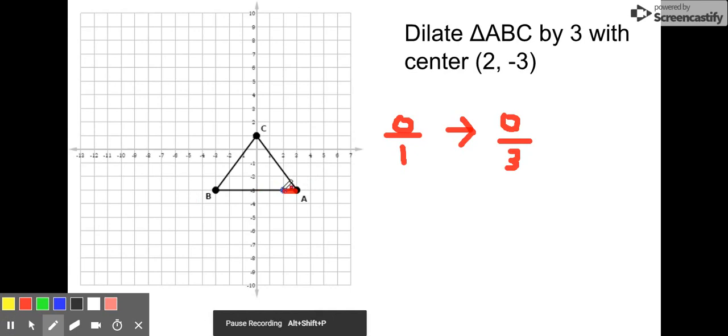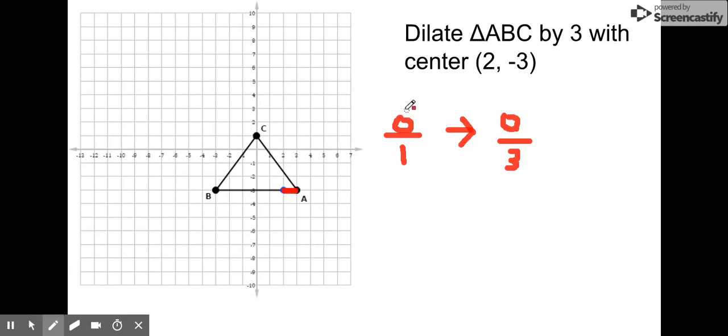So if I'm trying to think of a slope triangle, I have a rise of 0 over 1. And if I'm multiplying that by 3, 0 times 3 is 0. So I'm still not rising anything, but I'm going to be running to the right 3 instead of 1. So I'm going to go 1, 2, 3. So A prime is going to be at (5, -3).